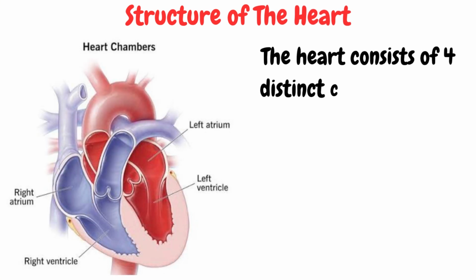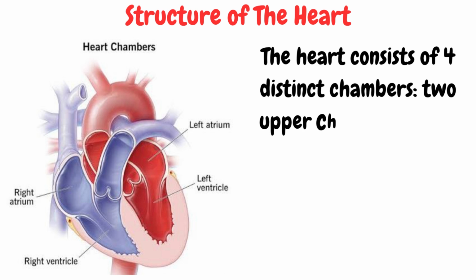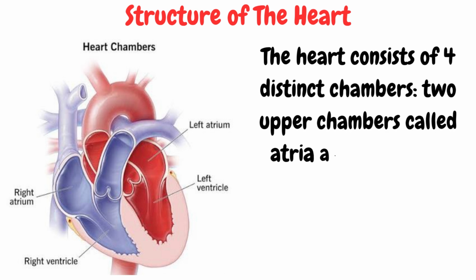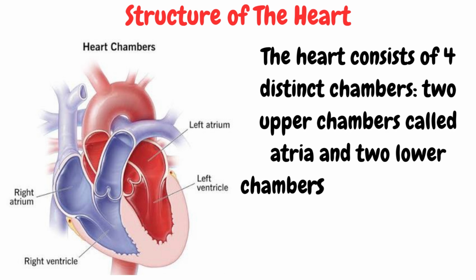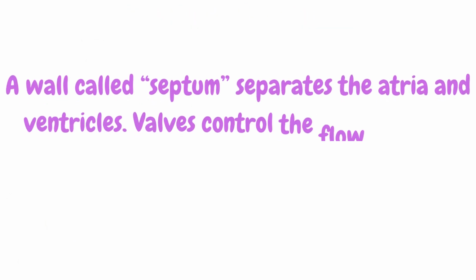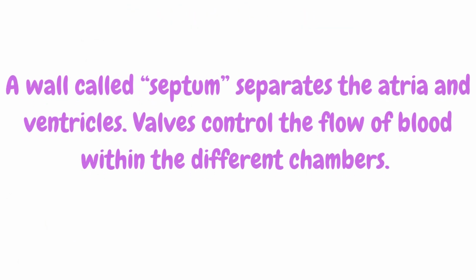Structure of heart. The heart consists of four distinct chambers. Two upper chambers called the atria and two lower chambers called the ventricles. A wall called the septum separates the left and right sides. Valves control the flow of blood within the different chambers.